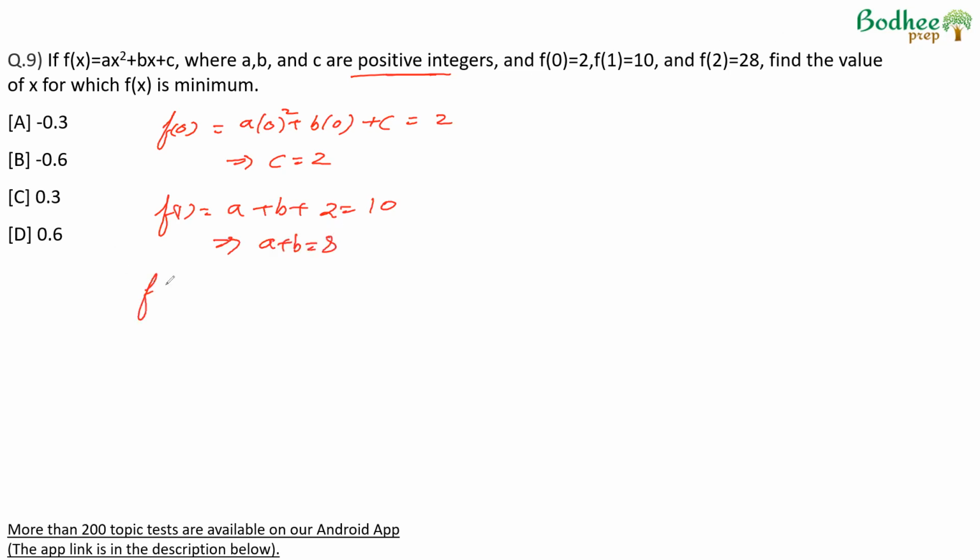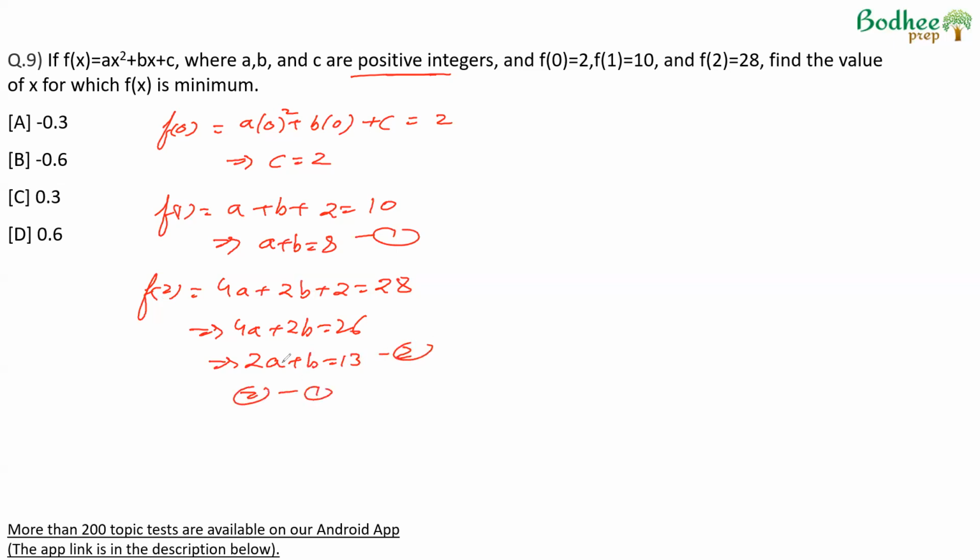And finally, f of 2, put x as 2. So 4a plus 2b plus c, which is 2, is equal to 28, which means 4a plus 2b is equal to 26, divided by 2: 2a plus b is equal to 13. This is equation 1. This is equation 2. We get 2 minus 1: 2a minus a is a, b minus b is b, 13 minus 8 is 5. So a comes out to 5, which means b will be nothing but 8 minus 5, which is 3.